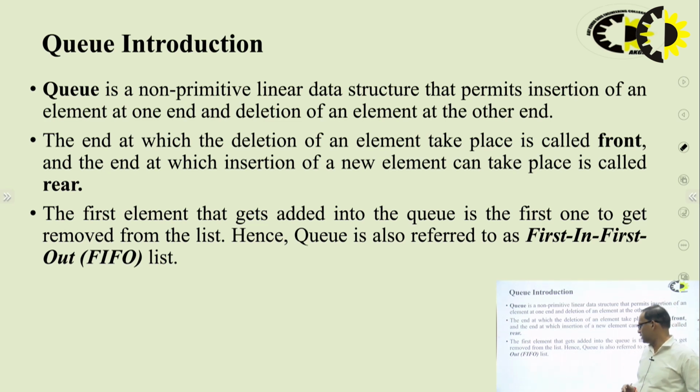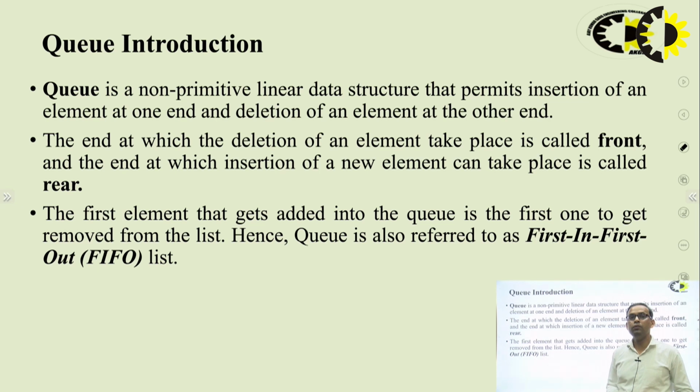at another end. Basically, in case of stack, there is only one end, that is known as the top of the stack, and insertion can be performed at the top of the stack and deletion can be performed at the top of the stack, because stack is a LIFO data structure, last in first out data structure. But in case of queue, it is a first in first out data structure, and it has two ends. One end is known as the front and another end is known as the rear. At front, the element will be deleted, and at rear, the element will be inserted.